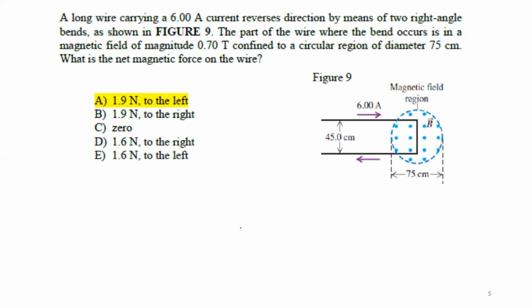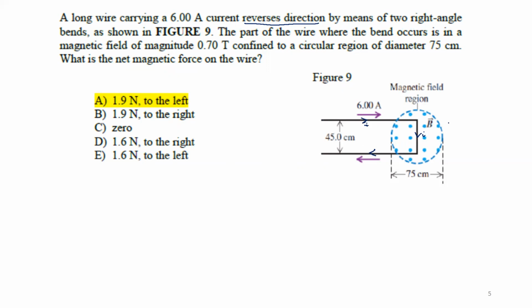Let's discuss it again. So I have a long wire carrying a 6 ampere current. Its direction is reversed by means of two right angles as shown in the figure below. So you see here, I'm going in this direction. This is the direction of the current. And here the direction of the current is downward, and here the direction of the current is leftward. So the current was coming rightward, then downward, then leftward.